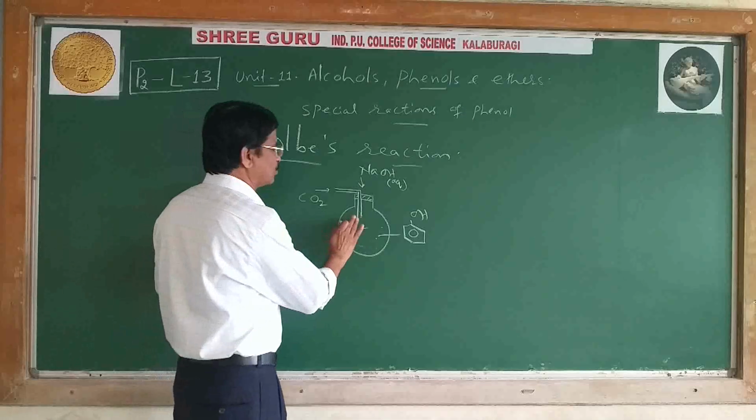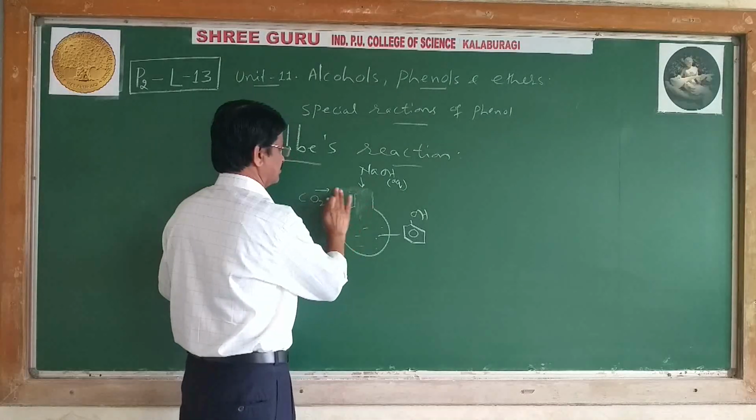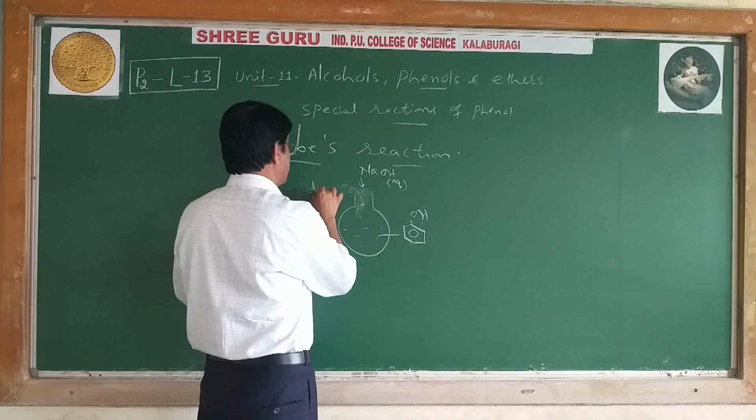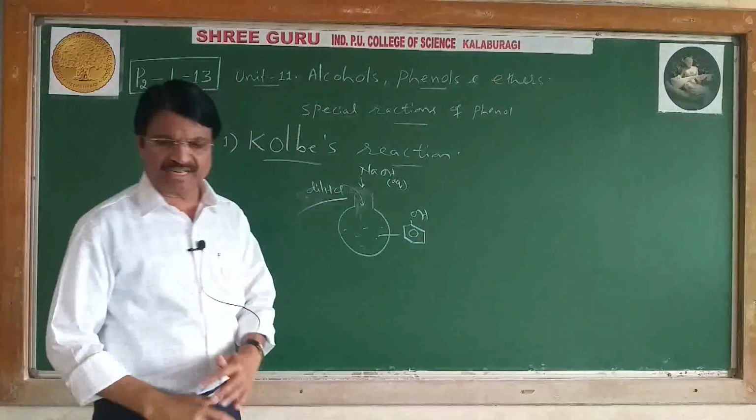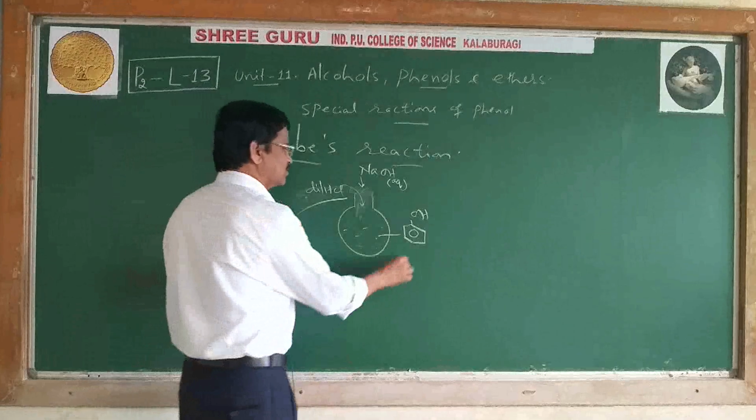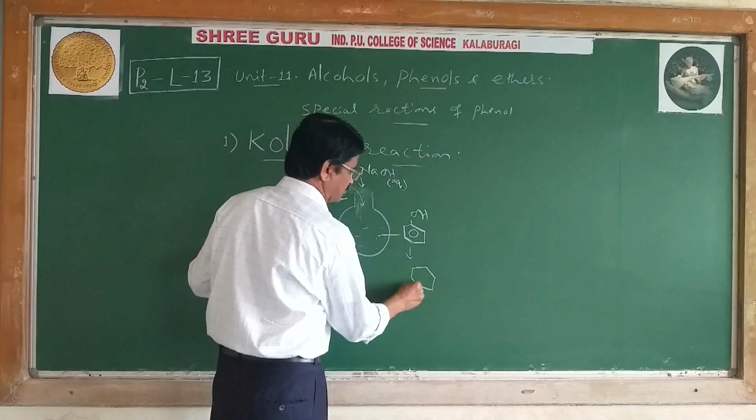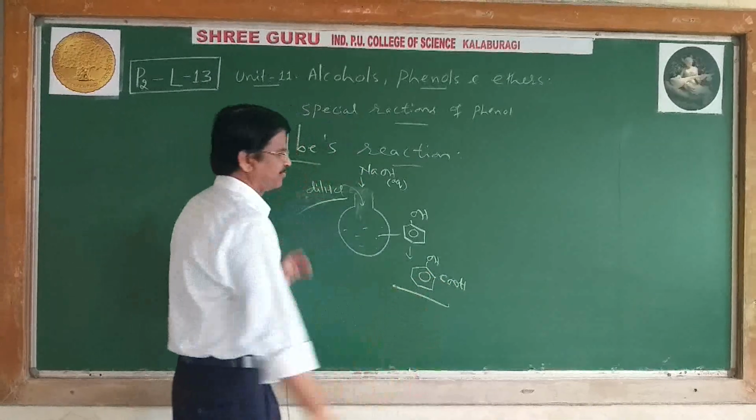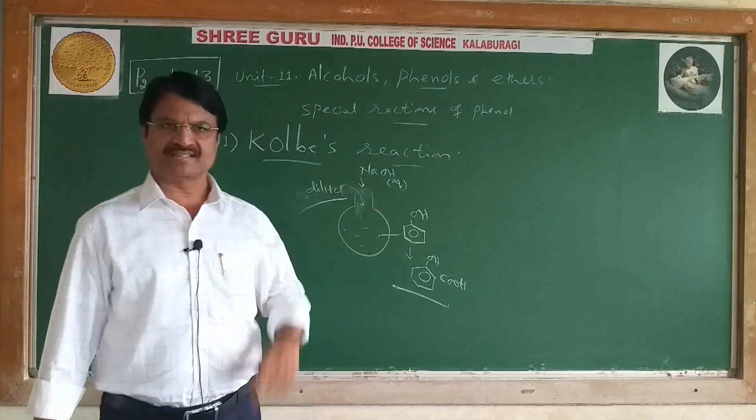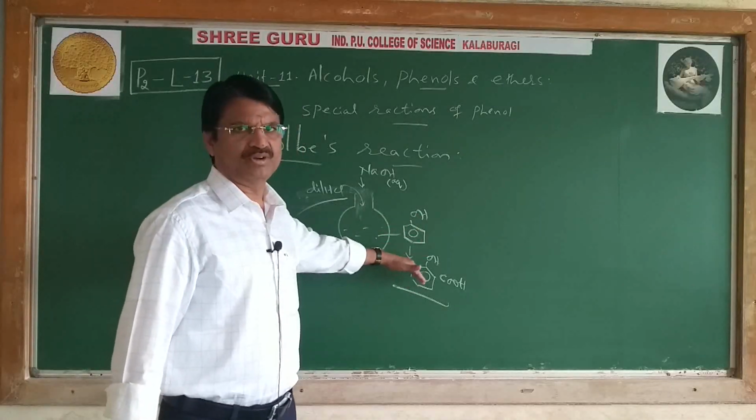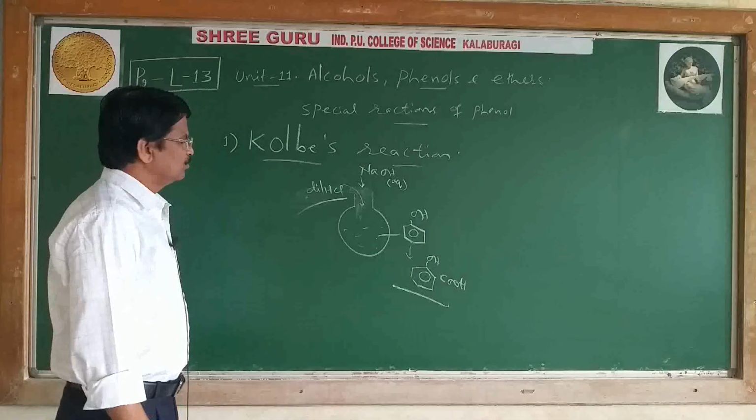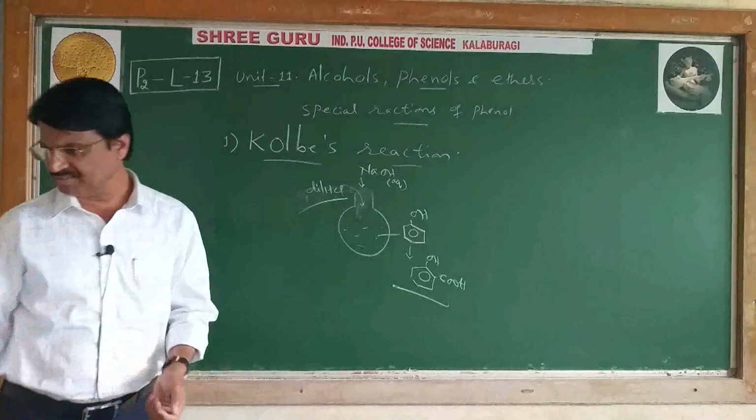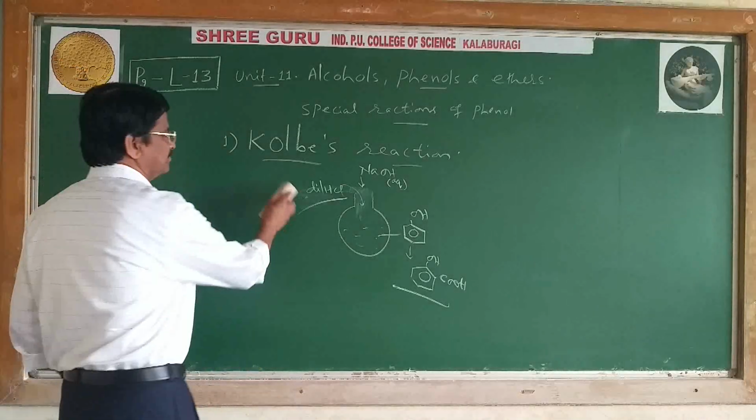Then after cooling, we add dilute HCl. Finally, on acidification, phenol is converted into this compound, which is said to be salicylic acid. Phenol to salicylic acid. Now I will tell you the reaction, how to write the equation, and finally its mechanism, how that group attacks the benzene ring. A carboxyl group attacks the benzene ring.